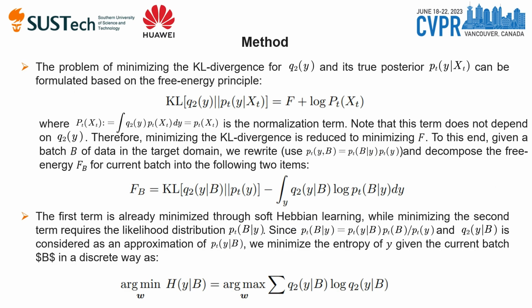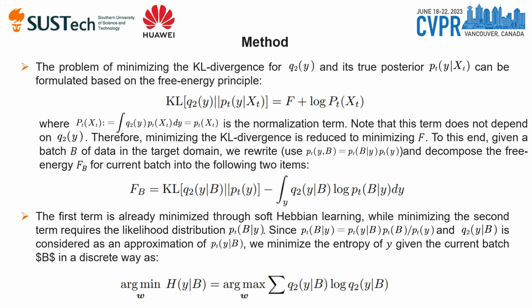The problem of minimizing the KL divergence for Q and its true posterior P(y|x_t) can be formulated based on the free energy principle, where P(x_t) is the normalization term. Note that this term does not depend on Q. Therefore, minimizing the KL divergence is reduced to minimizing F.